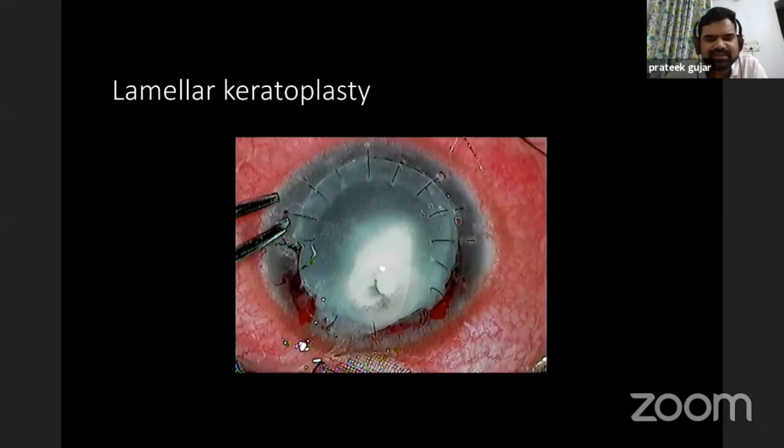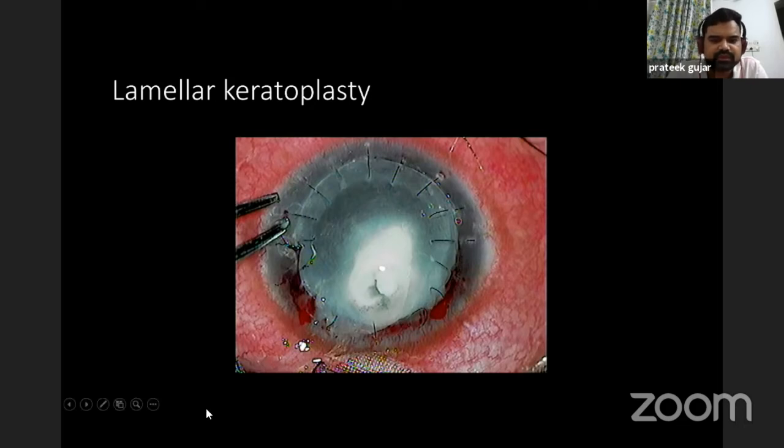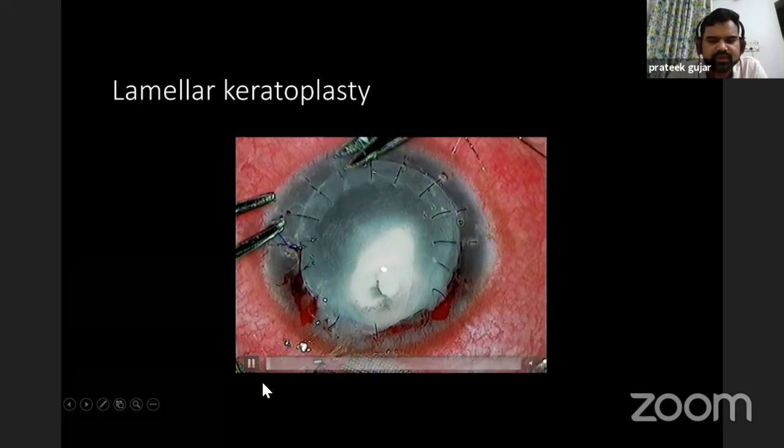A lamellar keratoplasty can be tried in therapeutic keratoplasty cases, but it has a very limited role. If you are very sure that the infection is in the superficial layer only, then only do a lamellar keratoplasty. Otherwise, you will end up in a situation like this.